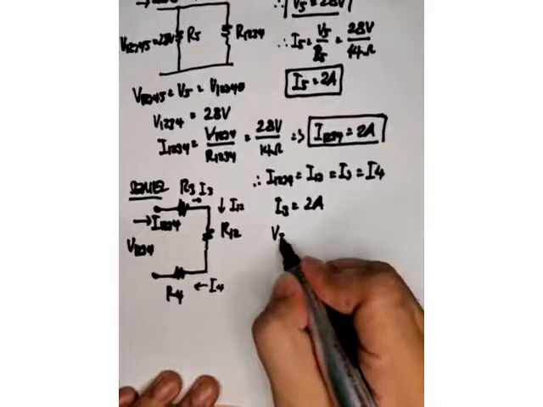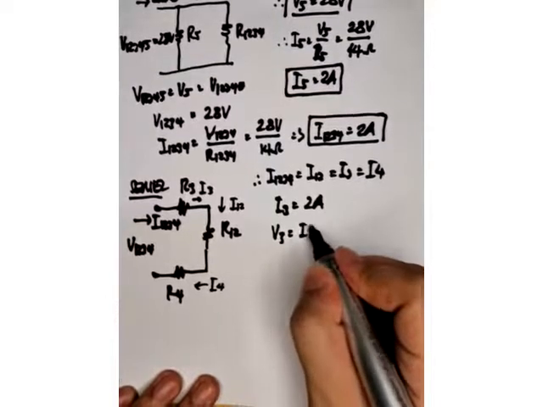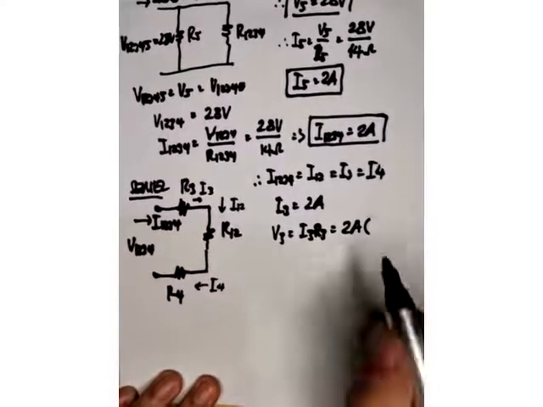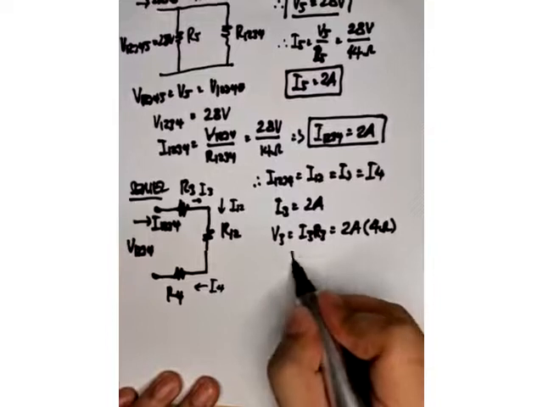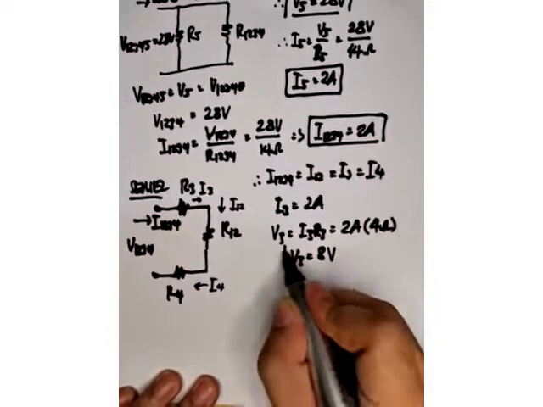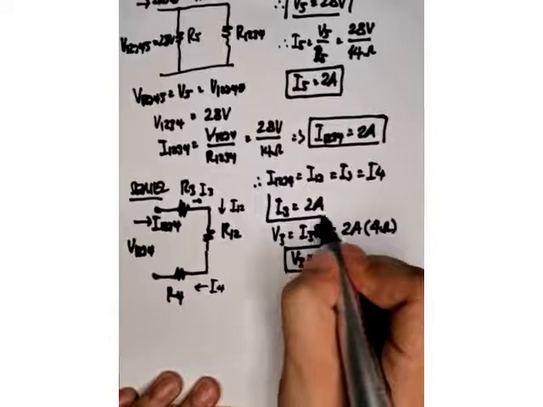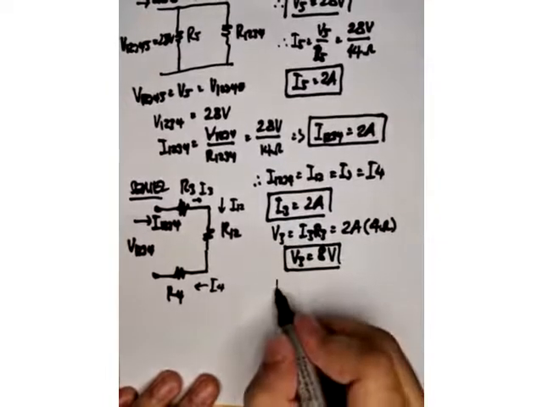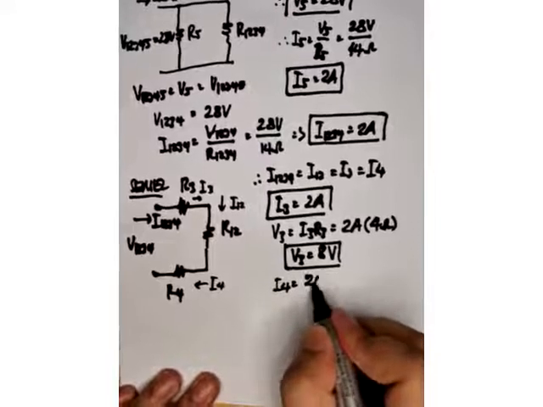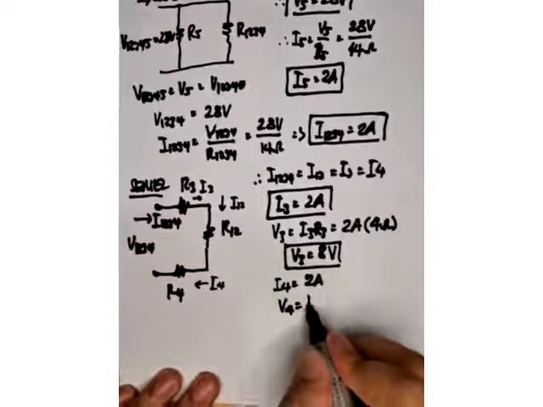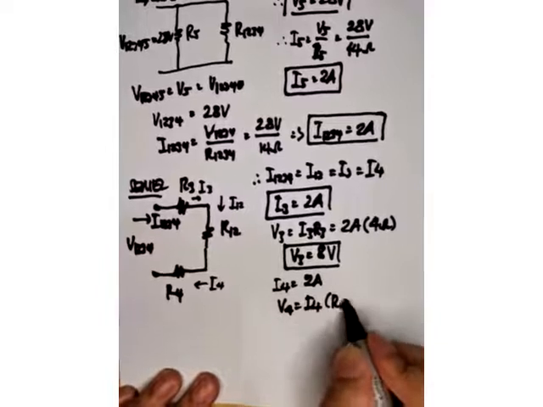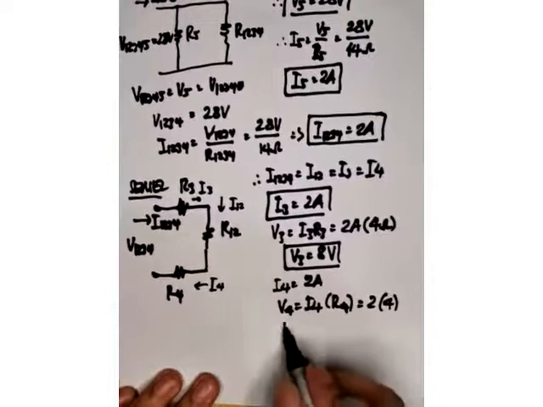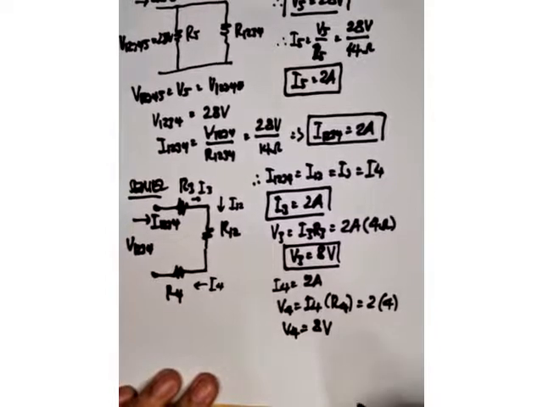Kunin na natin. Ano yung V3 natin? So V3 is I3 R3. That's equal to 2 amperes times 4 ohms. So V3 is equal to 8 volts. We have found current and voltage for resistor 3. And then 4 naman. So yung I4 natin is also 2 amperes. So therefore, V4 is I4 times R4. That's equal to 2 times R4 natin is 4. So V4 is equal to also 8 volts.